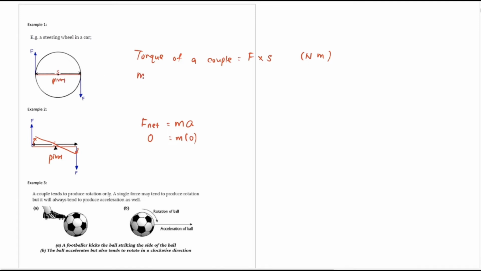Okay. Moment of this force. Moment of that force equal to that force multiplied with the distance to the pivot. Half S. So you can see slightly difference in definition between torque and moment. So must be careful with that.